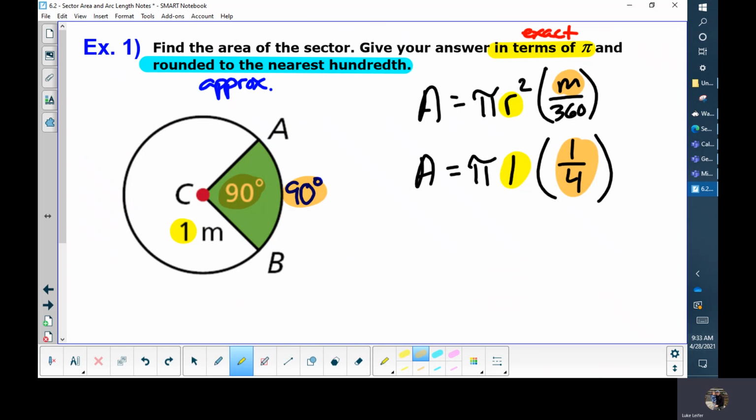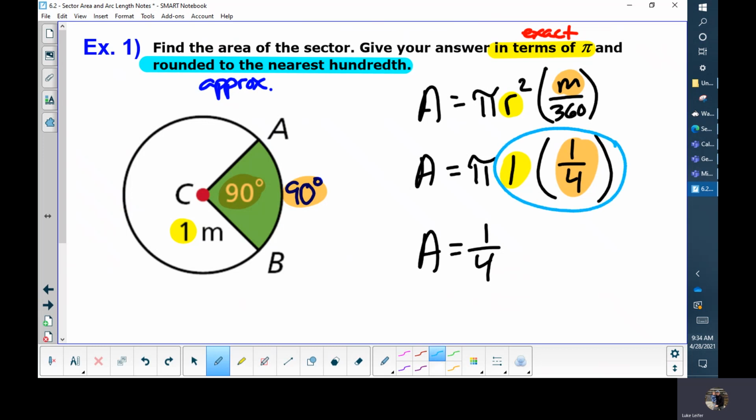Now, exact answer. Just multiply those together. 1/4 times 1. 1/4, and I leave pi out of the equation. So when I want an exact answer, I just perform that part. And they always slap it in front of pi. I don't know why. That's just kind of how they answer. And this would be meters squared. And then approximate answer. So here's my exact answer. I'll highlight it in purple here.